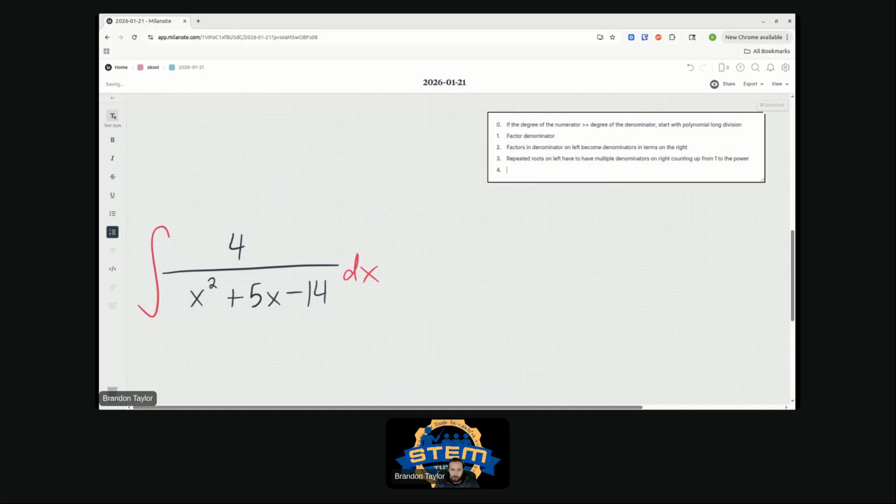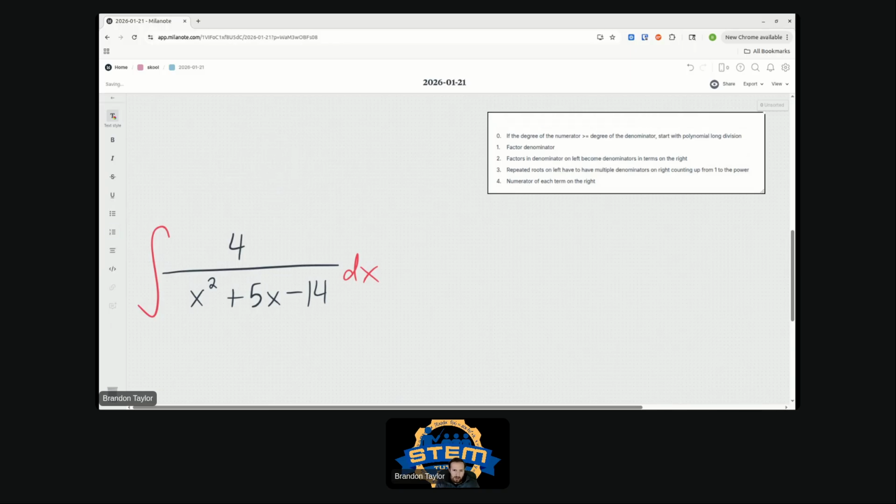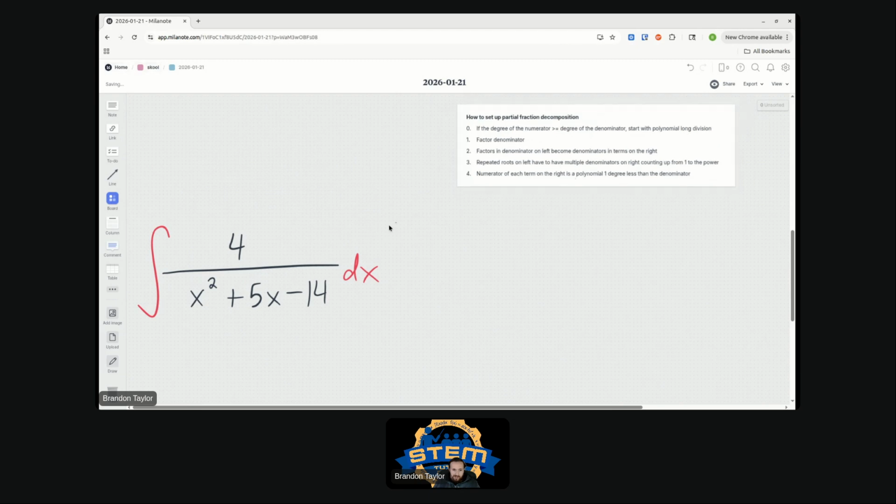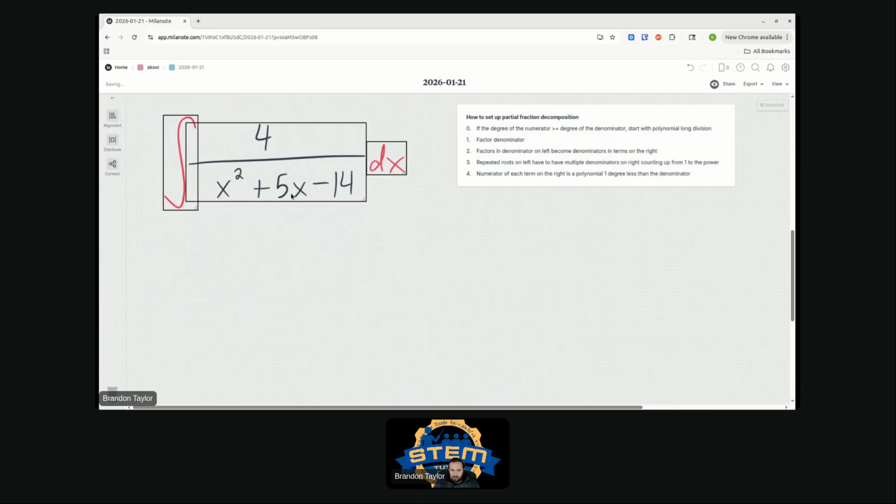And then step 4 is basically the numerator of each term on the right. So this is not how to solve the entire problem. This is just how to set it up correctly. So how to set up partial fraction decomposition. The numerator of each term on the right is a polynomial that is 1 degree less than the denominator. Again, these rules seem really specific and really arbitrary, but you'll see how we actually apply them. But those are the rules.